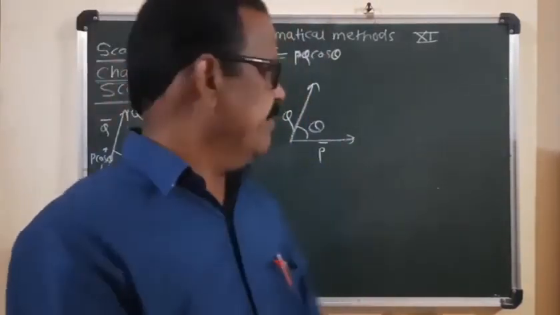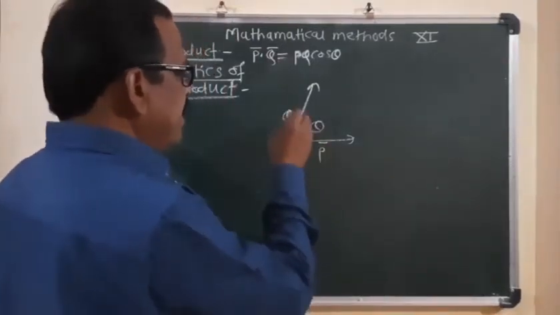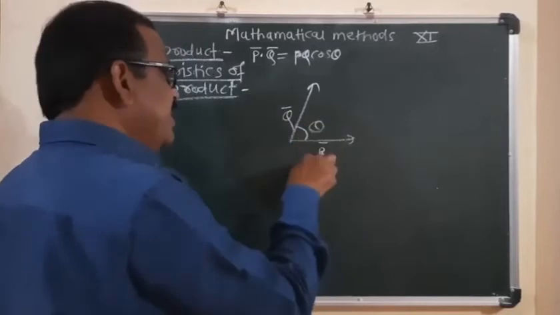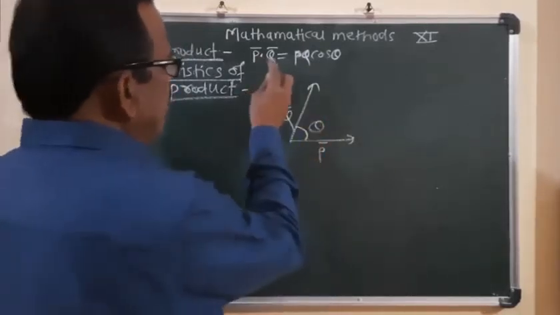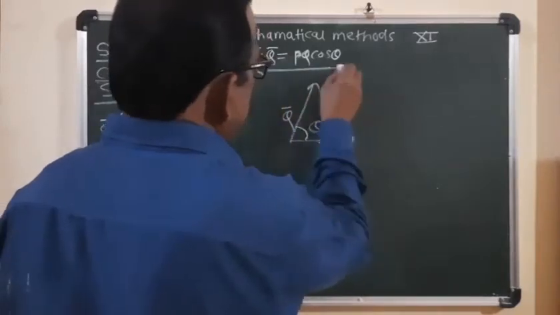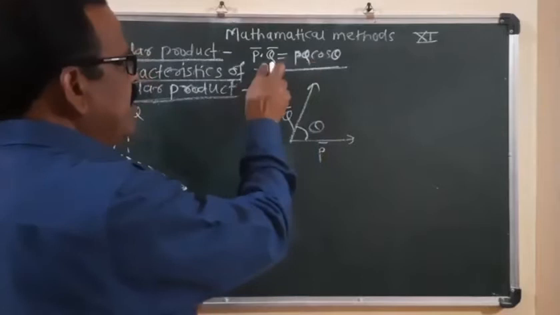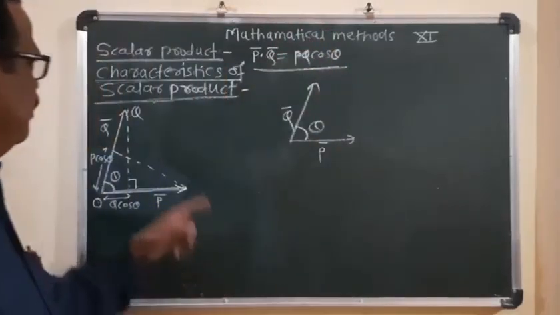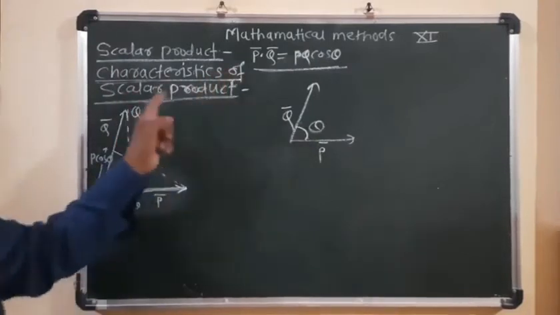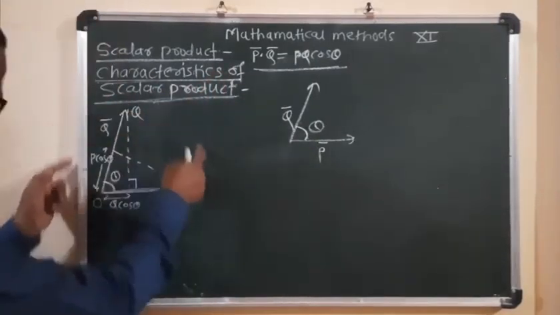angle between them. Means this is the angle between two vector p bar and q bar, then magnitude of these two vectors and cosine of angle between them is called as the scalar product of two vectors. P and q are the magnitude. P bar dot q bar is equal to pq into cos theta. Now characteristics of scalar product of two vectors, that is, we explain this diagram.